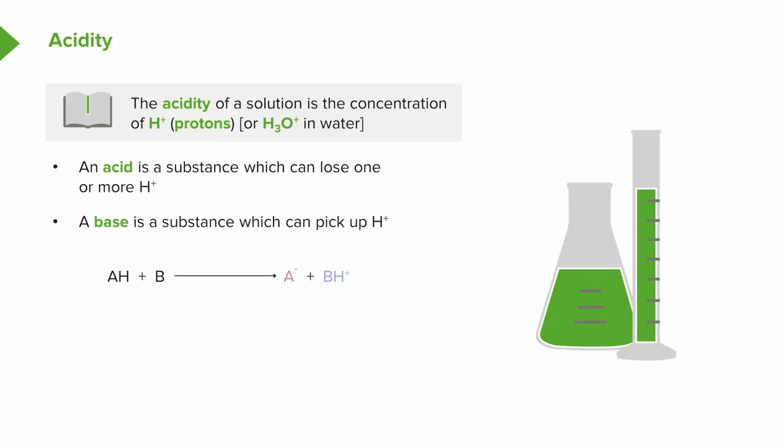If we look at the equation just below on the board, as you can see, we've shown a general formula for an acid, which is written as AH, or sometimes as HA. In the case of B, which is our example base here, you can see that H+ is transferred from the acid onto the base. This results in the formation of BH+, shown in blue, and the conjugate base A-, shown in red.